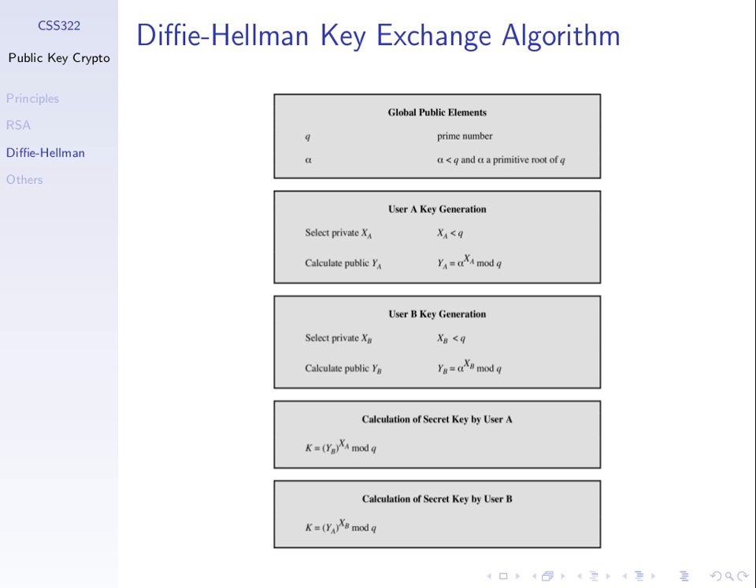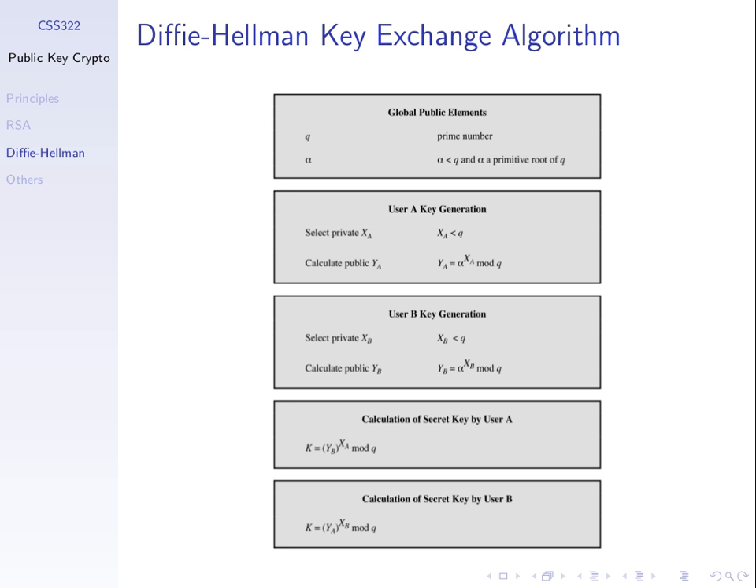So the first thing is that we need two what's called public elements, two public values, Q and alpha. I'm going to use some small numbers so we can do the example. I choose Q to be a prime number. It needs to be a prime number, 353 in this case. And alpha less than Q, and a primitive root of Q.